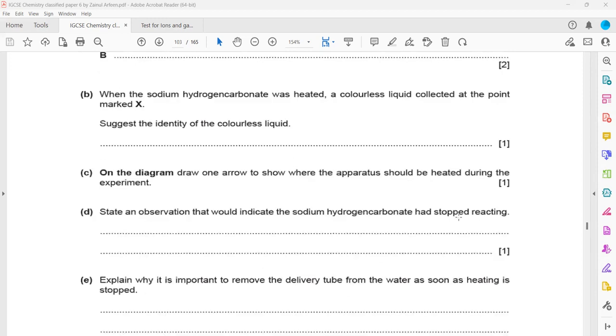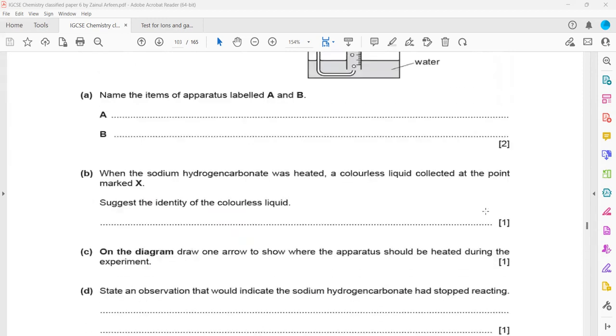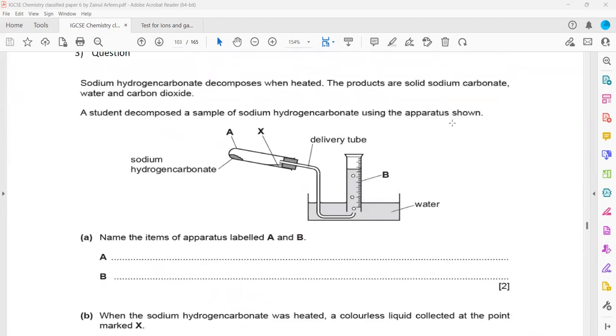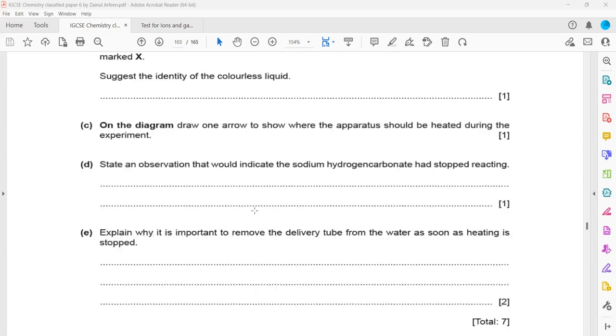State one observation that would indicate that sodium hydrogen carbonate had stopped reacting. No bubbles are forming in the measuring cylinder. How do we know that it's all decomposed? Because when sodium hydrogen carbonate decomposes, it gives carbon dioxide, which is collected. When bubbles stop forming, we are sure that all the sodium hydrogen carbonate has decomposed. So the observation is no more bubbles.